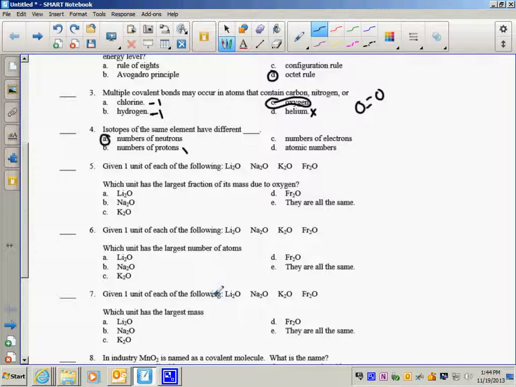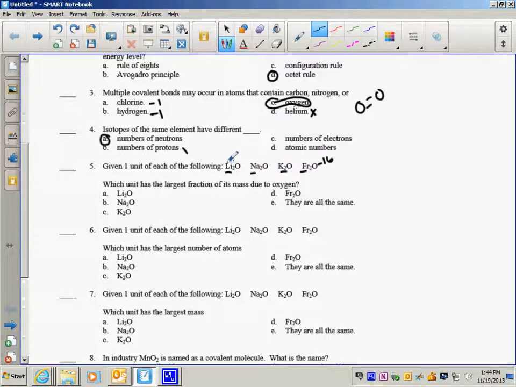Given one unit of each of the following, which unit has the largest fraction of mass due to its oxygen? Well, each of these has 2 of the individual items listed and 1 oxygen. In this case, all the oxygens weigh 16, and all the other elements have varying weights. Francium is the heaviest, and lithium is the lightest, and they're all alkali metals.